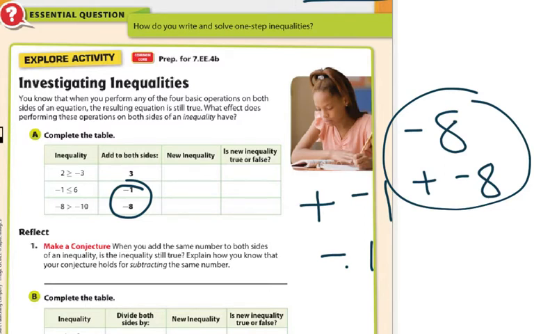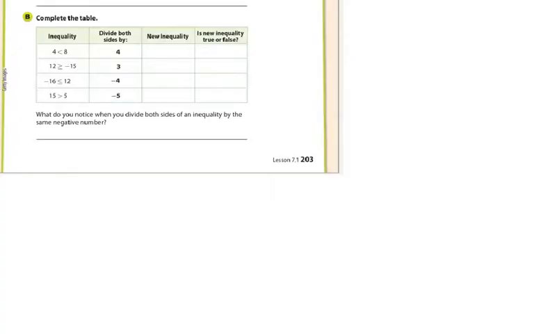Okay? So let's move on to the next type of problem. It's at the bottom. And this time they want us to do something different. They want us to divide, okay? So we've got 4 is less than 8. And they want us to divide by 4. So 4 divided by 4 equals 1. And 8 divided by 4 is 2.